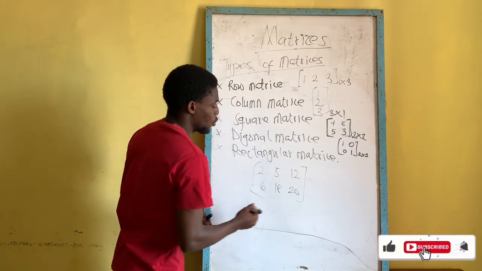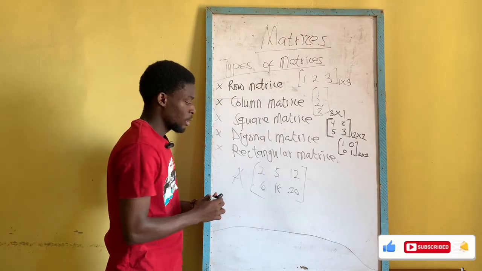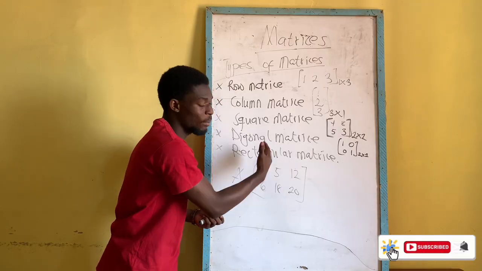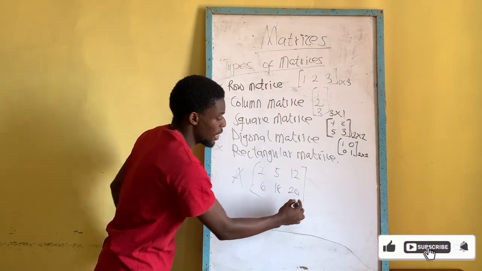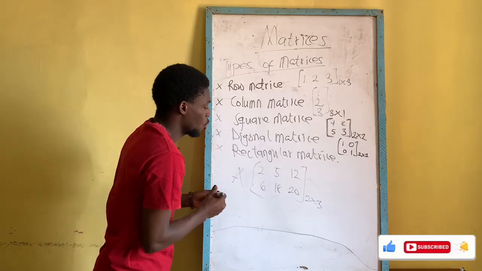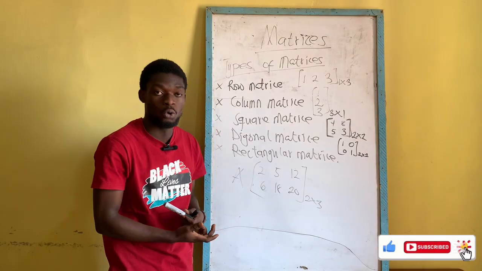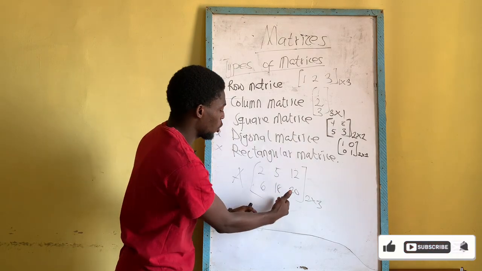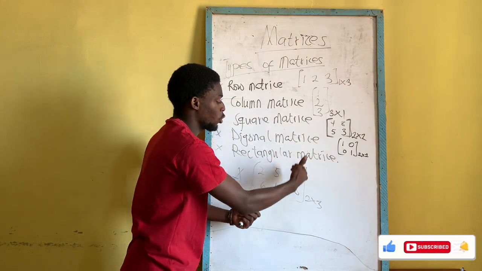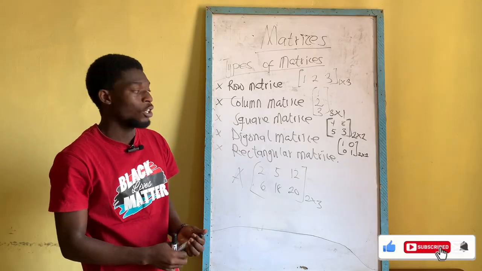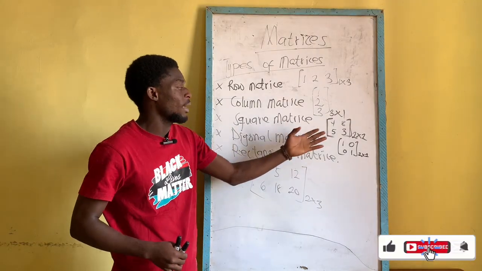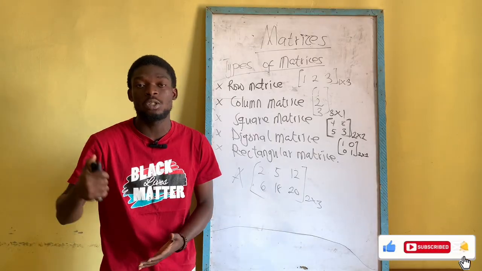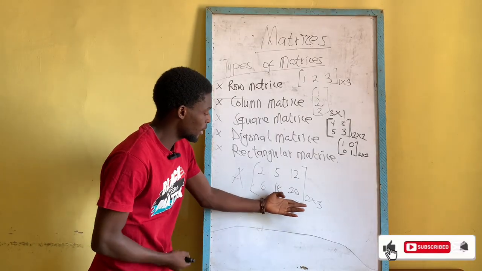So assuming you have this particular matrix, that's matrix A. This is a rectangular matrix because the number of rows is not equal to the number of columns. By definition, we have a 2 by 3 matrix because we have the first row and the second row, and we have 3 columns. That's the first column, which is 2 and 6. Second column, which is 5 and 18. Third column, which is 12 and 20. So rectangular matrix is not like the square matrix, which has the number of rows and columns the same. For rectangular matrix, the number of rows is not equal to the number of columns. So this is a typical example of a rectangular matrix.